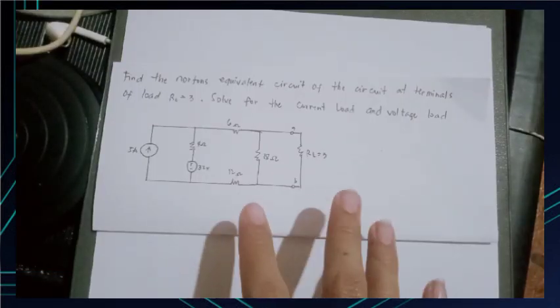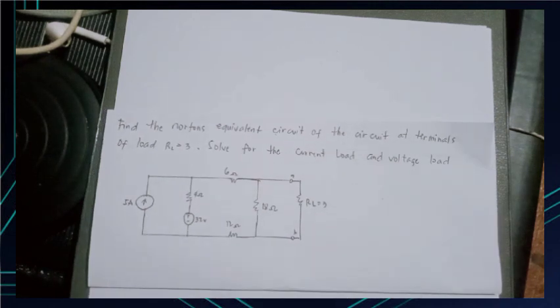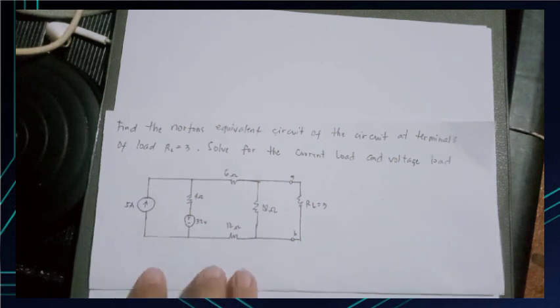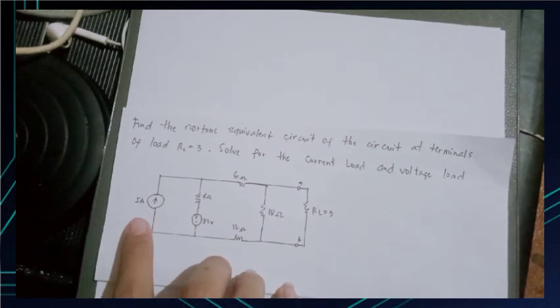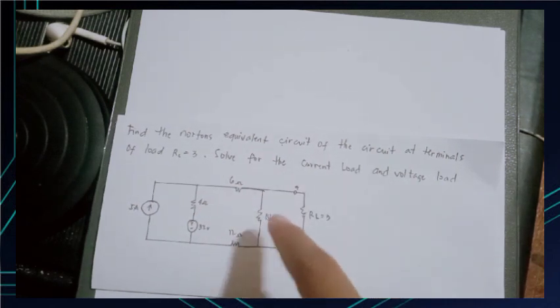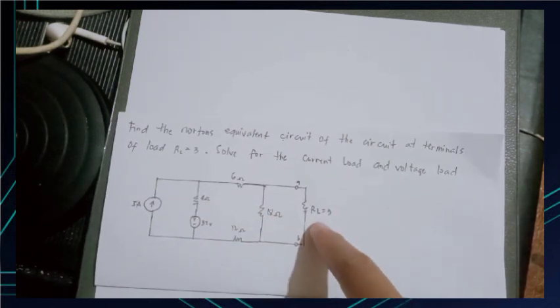So this is an example of Norton's theorem. Find the Norton's equivalent circuit of the circuit at the terminals of load RL, where RL is equal to 3. Solve for the load current and load voltage. So, ang hinahanap natin dito ay ang IL at ang VL natin. Ang mga given dito ay ang 5 ampere, 32 volts, 4 ohms, 6 ohms, 18 ohms, 12 ohms, at ang ating RL na 3.